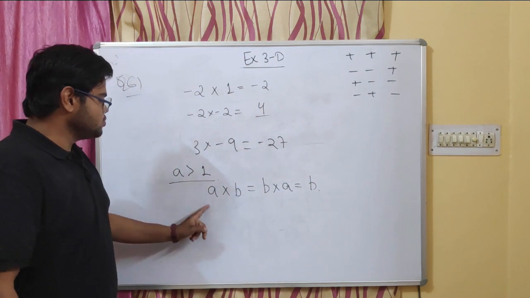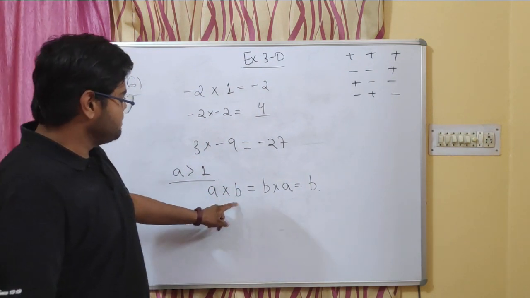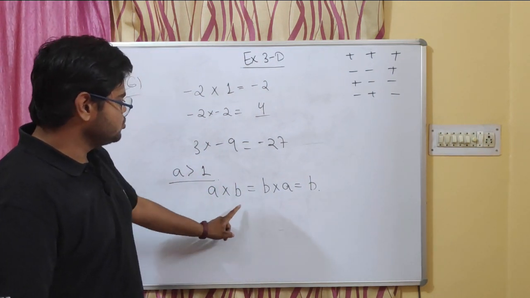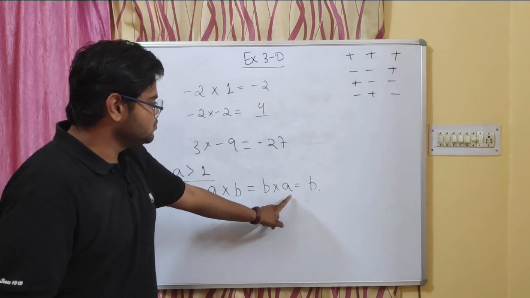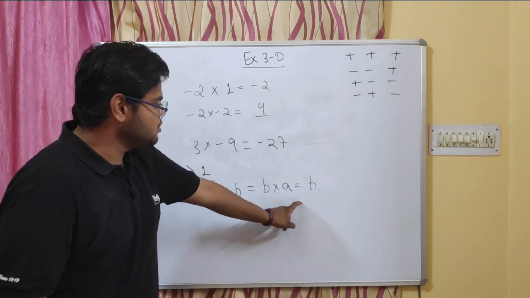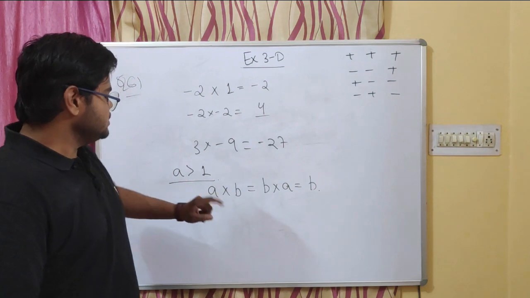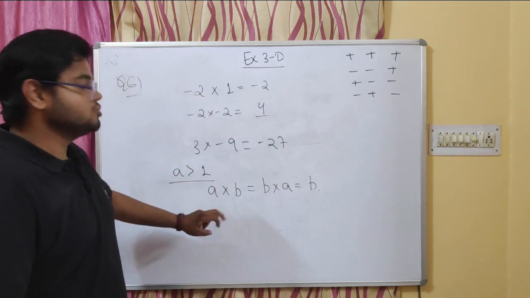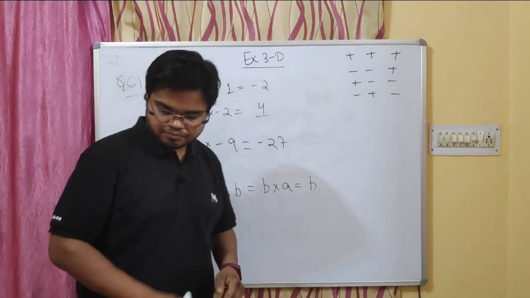So if a equals 1 and if we take b equals 2, then 1 into 2 will be equal to 2, and 2 into 1 equals 2. So a is greater than 1, so this will be true.